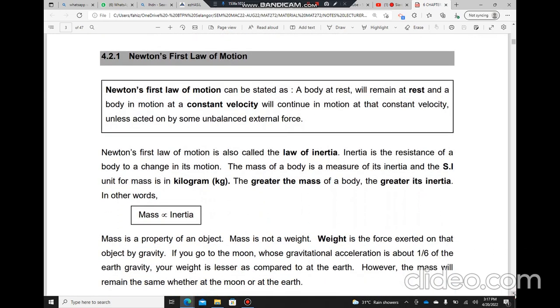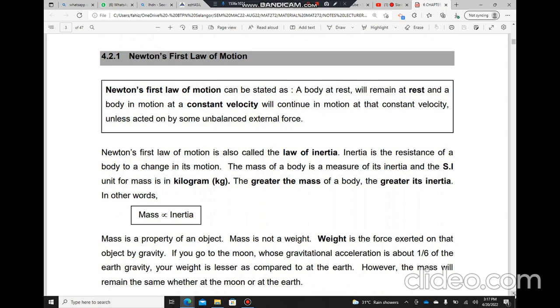Okay, what is Newton's first law of motion? Newton's first law of motion can be stated as: a body at rest will remain at rest, and a body in motion at a constant velocity will continue in motion at that constant velocity unless acted on by some unbalanced external force.